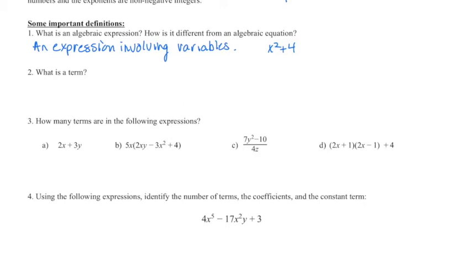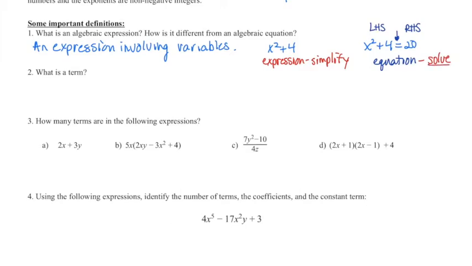An equation would be something like this. The biggest difference between an expression and an equation is that in an expression, the only thing you can do is simplify. But in an equation, and by the way, we can tell it's an equation because of the equal sign, we have a distinct left-hand side and a distinct right-hand side, where we don't have that with an expression. And in an equation, the thing you're supposed to do is solve it.